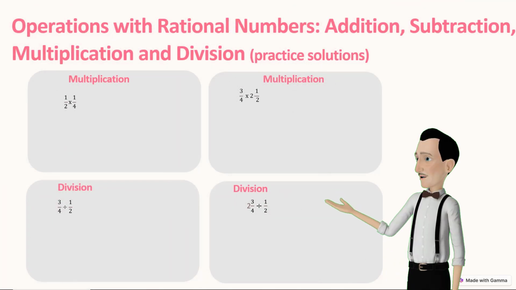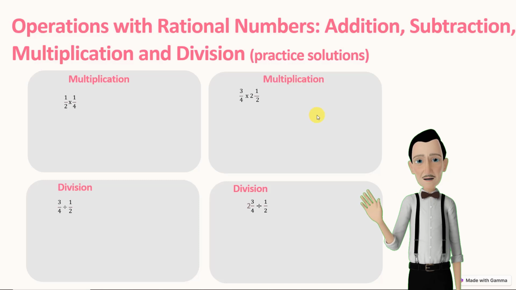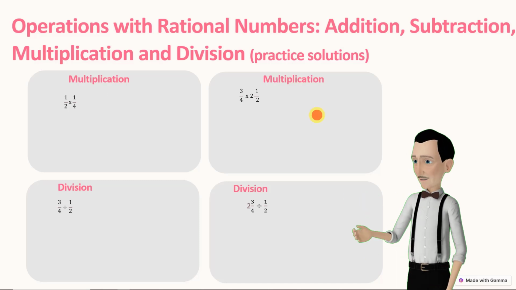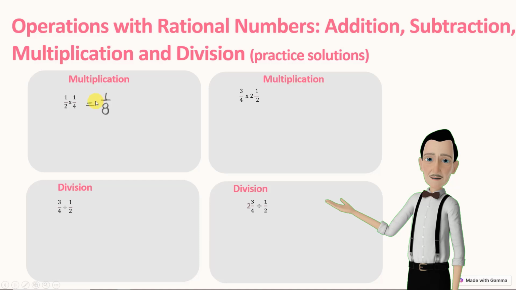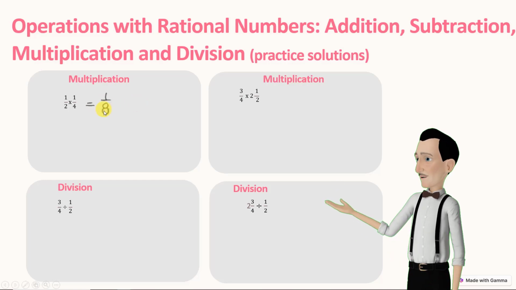Okay, let's go and have a look at the solutions for multiplication and division. Righto, let's go and have a look at the first one. This one is very easy because we're just multiplying them out. 1 times 1 is 1. 2 times 4 is 8, so it's 1/8. Simplest form, it can't go any simpler.